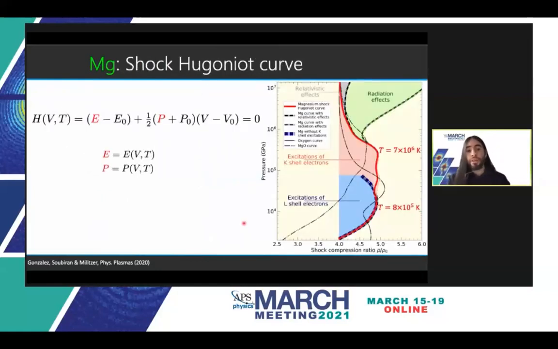Finally, we calculate the Hugoniot curve with the energies and pressures we obtain. And that's how we obtain this figure I've been showing to you. And here we can recognize the excitation of L shell electrons in this peak at temperatures around 800,000 Kelvin in the case of magnesium. And we don't see K shell ionization until we reach temperatures of 7 million Kelvin along the Hugoniot. This, of course, occurs before radiation and relativistic effects take place.